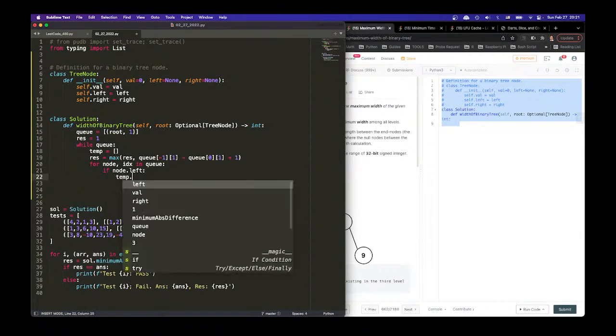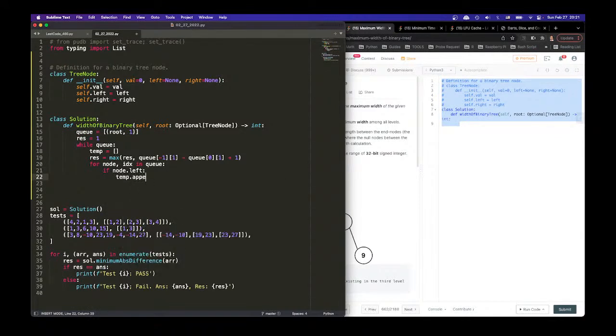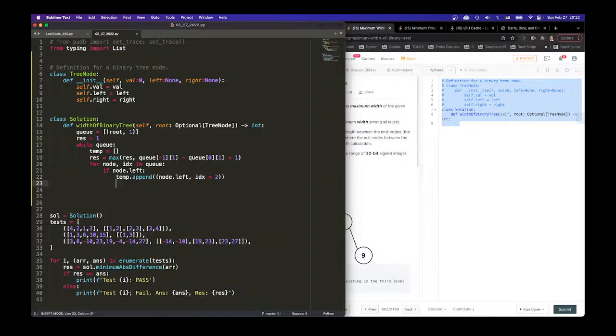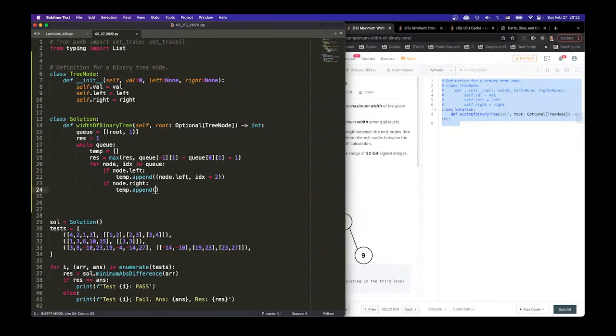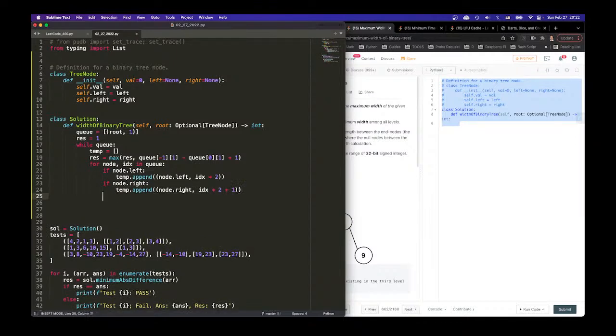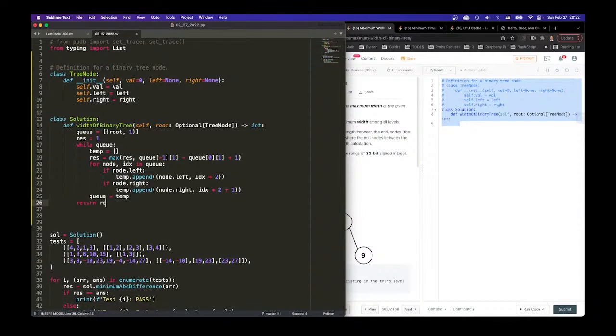Now we say if node.left, go left first, temp.append. Now when we append, it's two things, right? We append node.left and index times 2. If node.right, temp.append node.right and index times 2 plus 1. Okay, so blah blah blah. Once we're done, q equals temp, and return res.